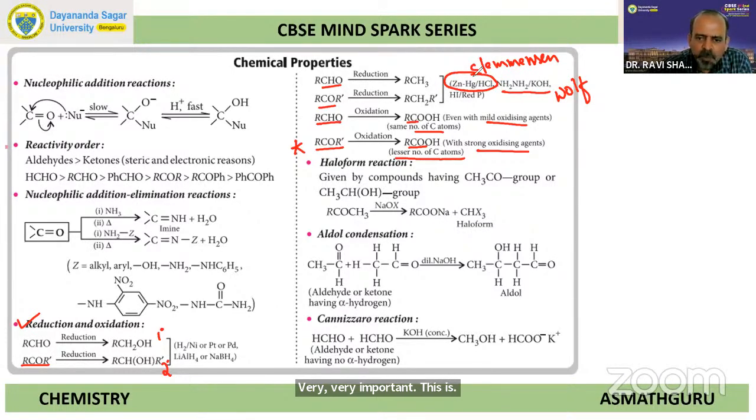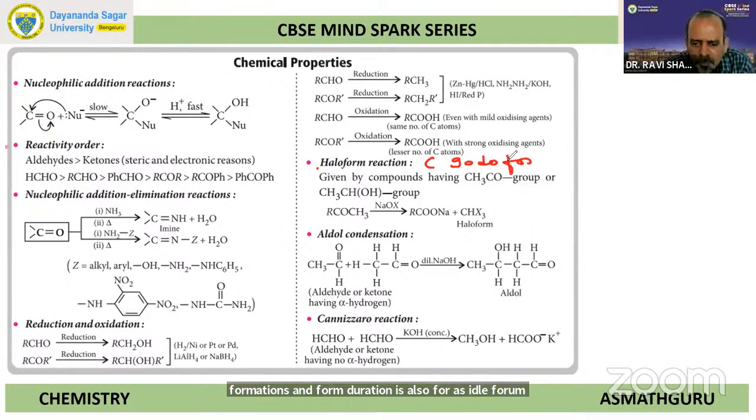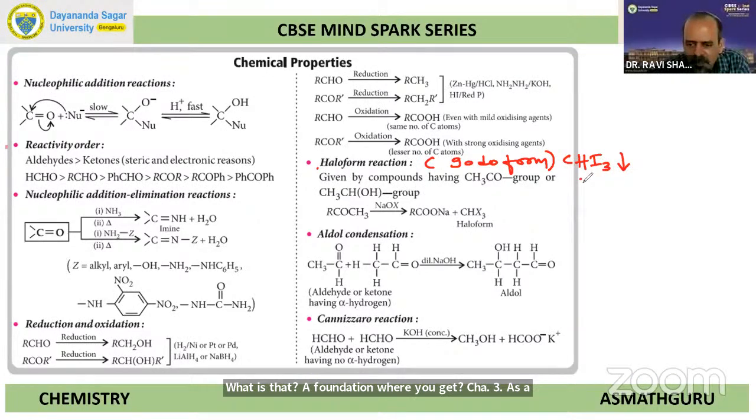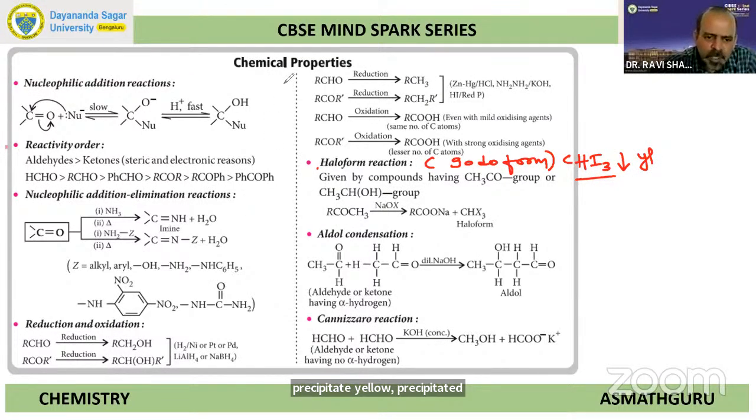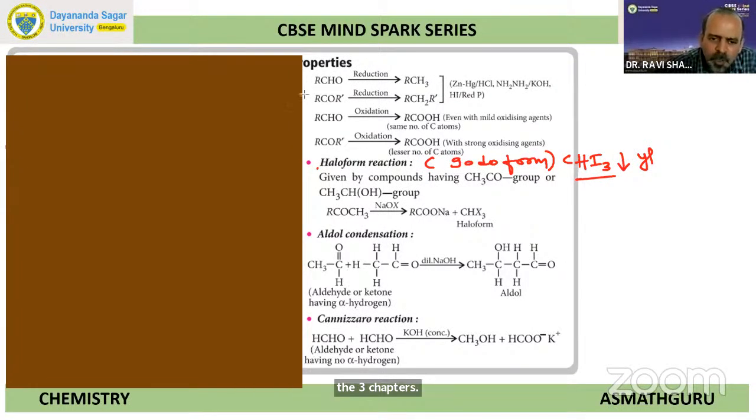Next, a much more important reaction, the haloform reaction. Haloform reaction is also called the iodoform reaction. What is the iodoform reaction? Where you get CHI3 as a yellow precipitate. Give us one reaction, very, very important. This is because this is applicable to all three chapters. Which are the three chapters? It is applicable to haloalkanes, alcohols, and aldehydes and ketones. So what is the haloform reaction, the iodoform reaction?